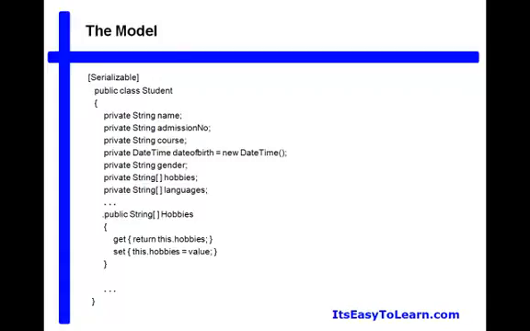We have student class, we have private attributes and public properties. Since we are going to use file IO to store the student data and retrieve it back and not use RDBMS, we need to make this class serializable.